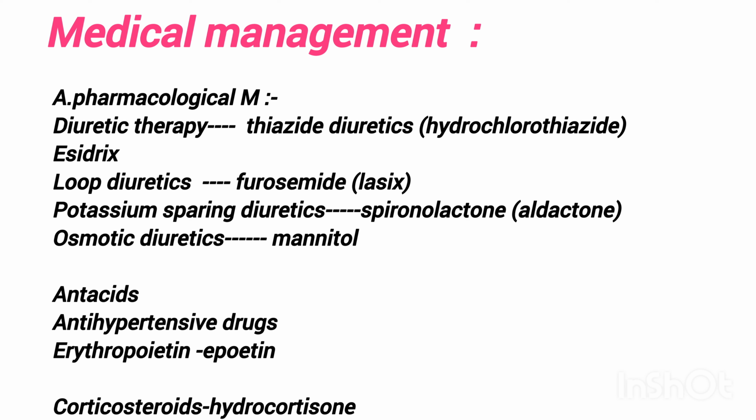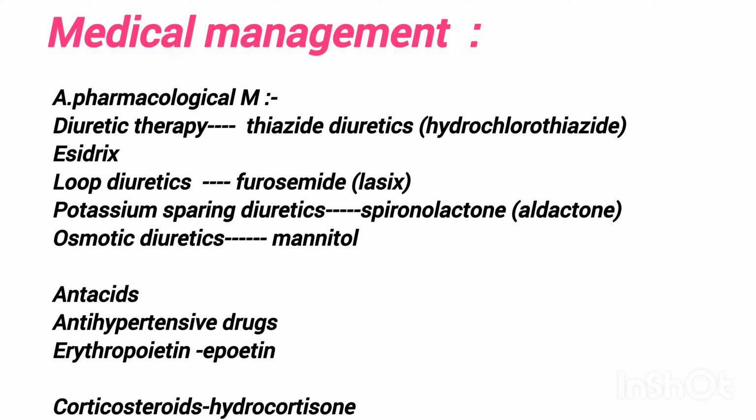We will give antihypertensive drugs and erythropoietin, because there is a chance of decrease in RBC production. So for that we will give epoetin drugs in order to increase the RBC production. That's why the patient will show the symptom of anemia also. Then corticosteroids, example hydrocortisone.